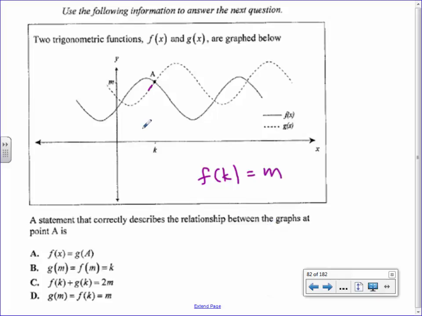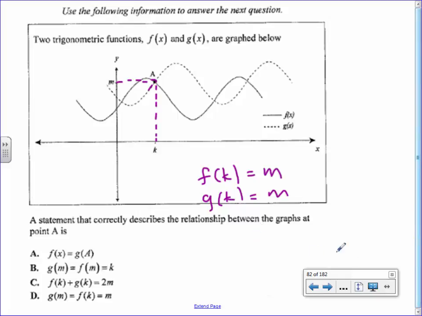Logic makes sense? If you plug in whatever this x value is to the f graph, it gives you back m for its y value. What happens if you do g of k? What does it give you? If you plug in k to the f graph, it gives you m. If you plug k into the g graph, it gives you m. Which kind of makes sense because that's where they cross, right? If you plug in k onto either graph, it gives you m.